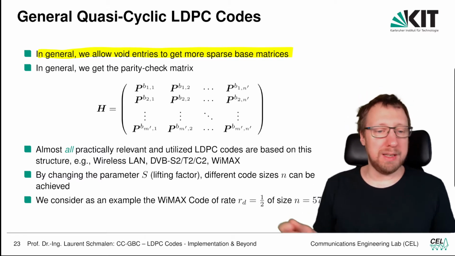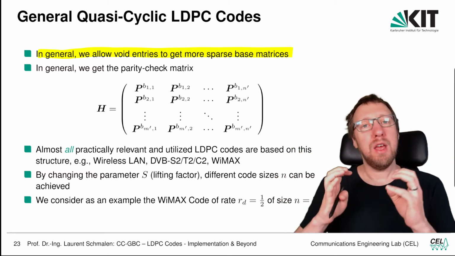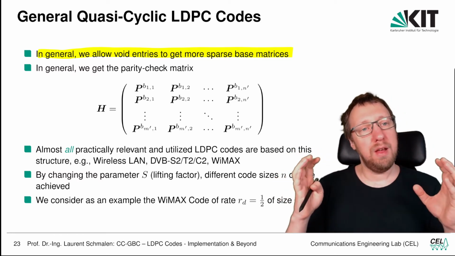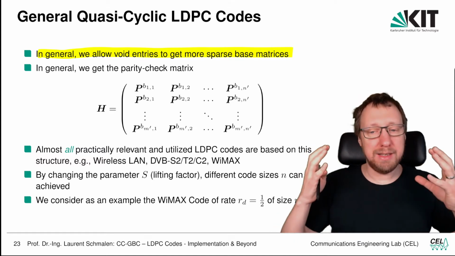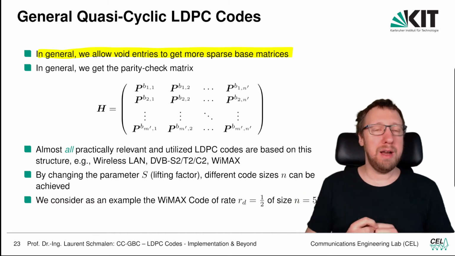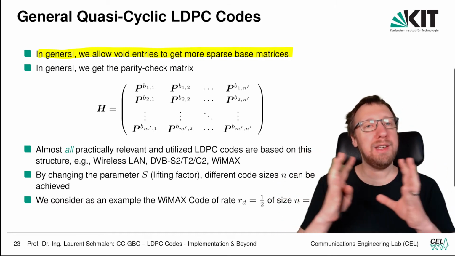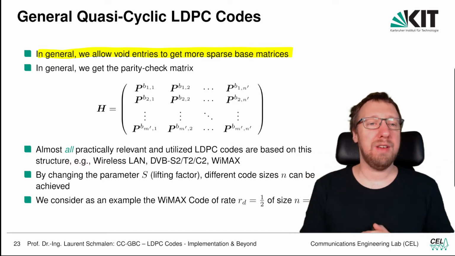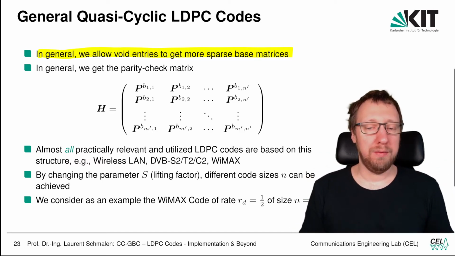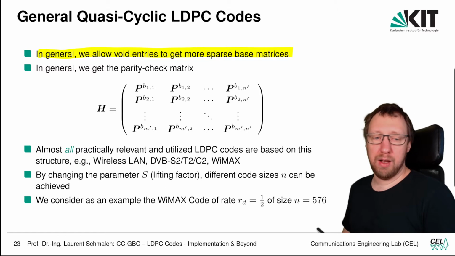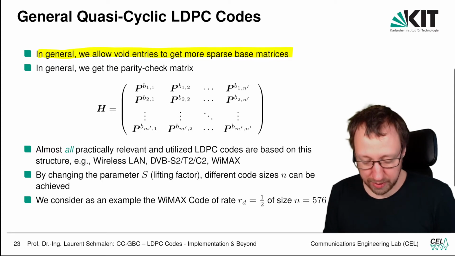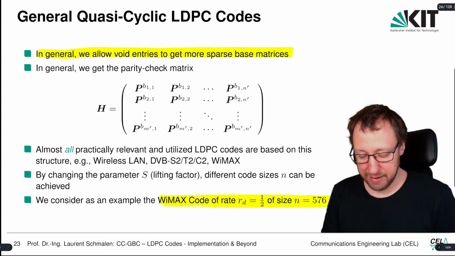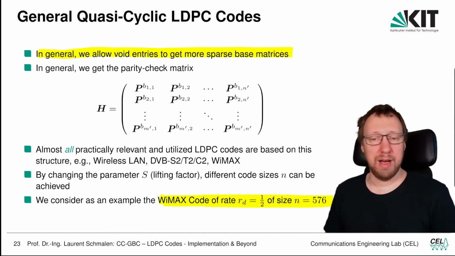Also a very nice property is if you change this parameter s, you can get different codes. If you want to have a smaller code, use a smaller s. If you want to have a larger code, you increase s. And this is usually foreseen by the construction that you can change the s and that you get different codes of different rates. For instance, this is being done in Wi-Fi, this is being done in 5G, and in many other systems. So we're going to look at a code, that's the WiMAX code of size 576 and rate 1/2.